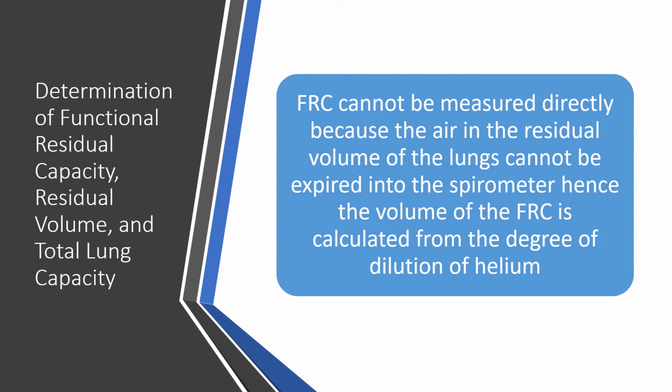Functional residual capacity is important to lung function. Its value changes markedly in some types of pulmonary disease, thus it is often desirable to measure this capacity. However, it cannot be measured directly because the air in the residual volume of the lungs cannot be expired into the spirometer. But it can be obtained using the gas diffusion method. Residual volume and total lung capacity can then be calculated.